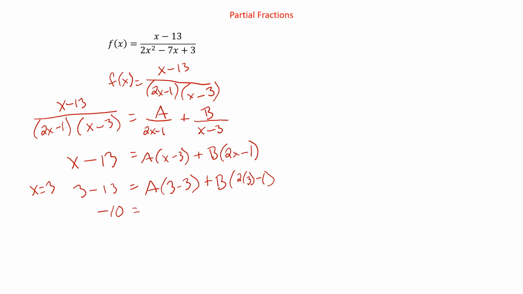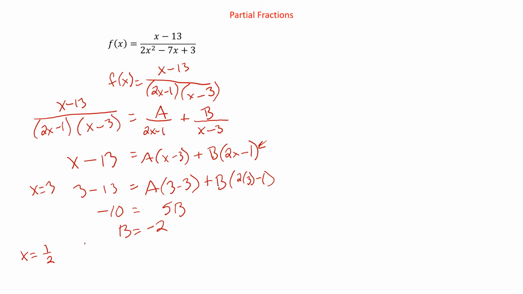So we have 6b minus 1 is 5b. So we can divide to get b equals negative 2. And then we can make x equal 1 half, because 1 half is what will make that second one equal to 0.